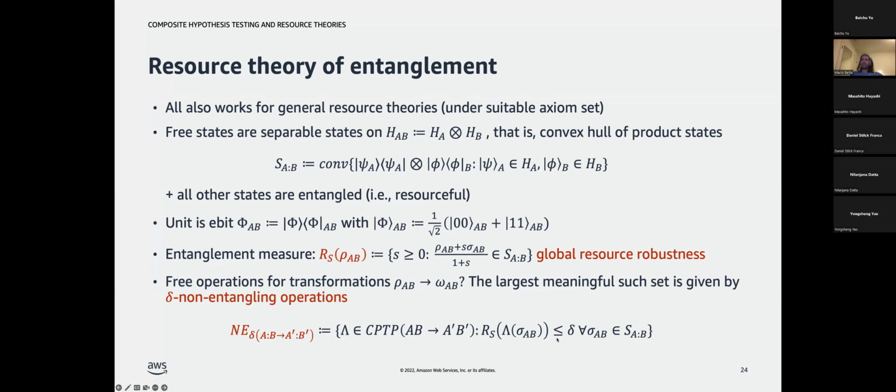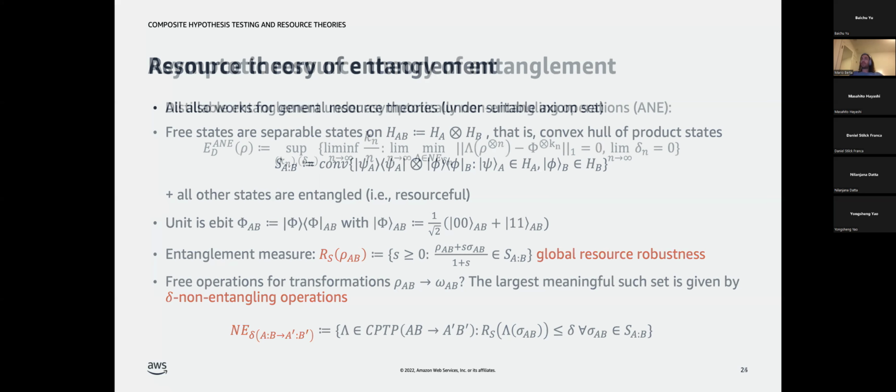This is, on the one hand, a mathematical convenience. On the other hand, you might say this is even physically motivated, because you never fully control what you're doing. So maybe it makes sense to allow for tiny bits of entanglement. So this is, in some sense, the largest set of operations that makes sense to consider.